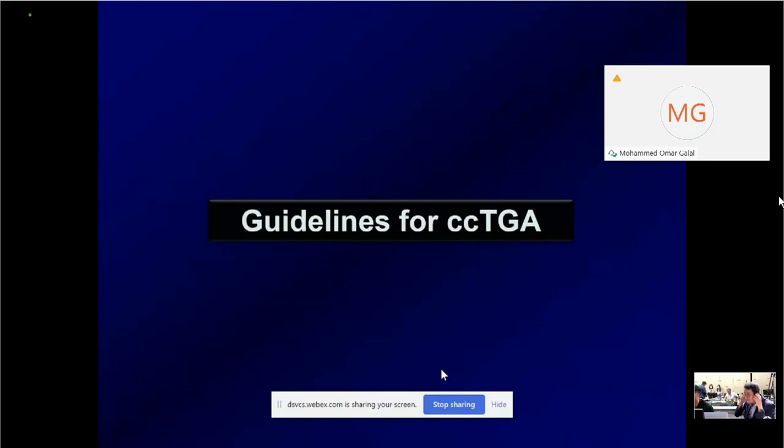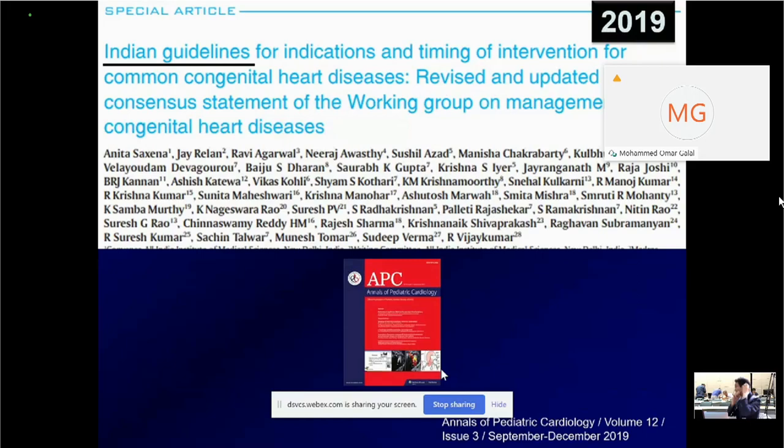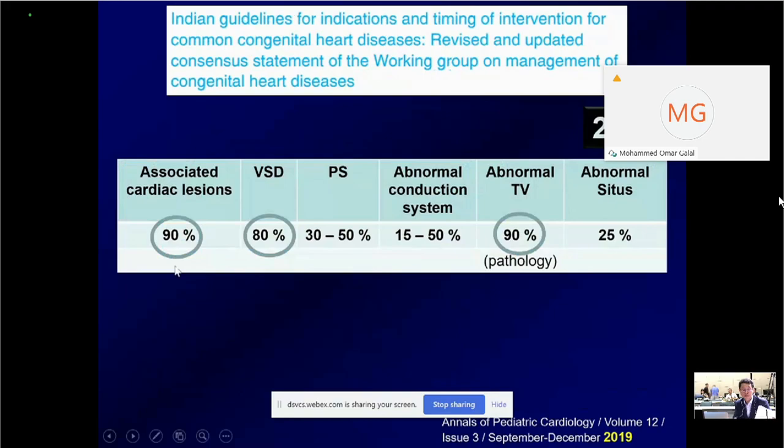Now, the guidelines for corrected transposition, I actually will tell you more about the Indian guidelines consensus statement, as I found it more related to our children. And interestingly, you see associated lesions is quite common, but also association with VSD and abnormal tricuspid valve. This was found more common in pathology specimens.